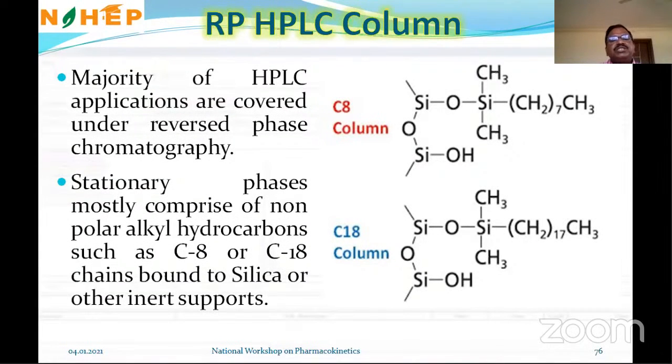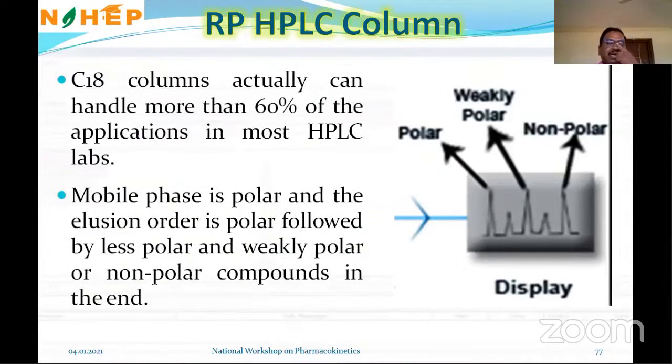So the majority of HPLC applications are covered under reverse phase chromatography, and here the stationary phase mostly comprises non-polar alkyl hydrocarbons such as C8 or C18 chains bonded to silica or other inert substances. So this is a C8 alkyl structure. This is the C18 alkyl structure. That is the 18, this 17 plus this is one, column 18. So the C18 column is the most commonly used for chromatography analysis.